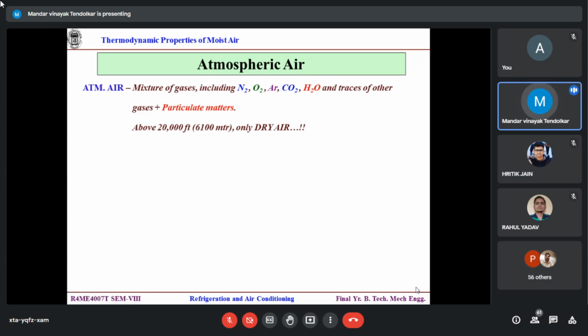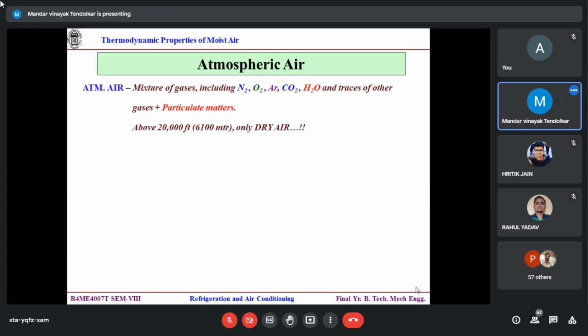Then as per the ASHRAE definition, above 20,000 feet, your moisture content goes off, and what remains is only the dry air. Dry air means nitrogen, oxygen, argon, krypton, xenon, hydrogen, helium, everything. It's not only nitrogen and oxygen. Dry air means the gases except water vapor and particulate matter. They get settled down at the lower altitude. So at higher altitude, what we get is only pure gases. We call it dry air.